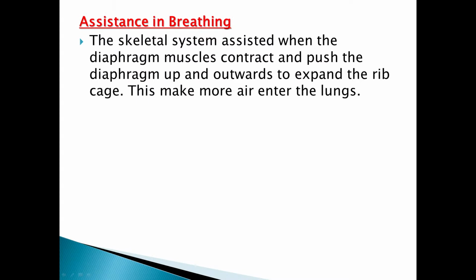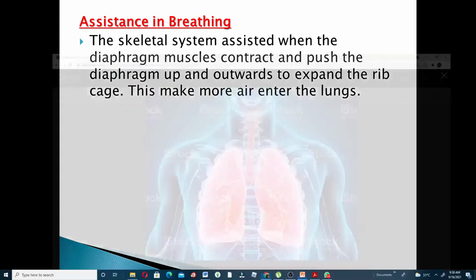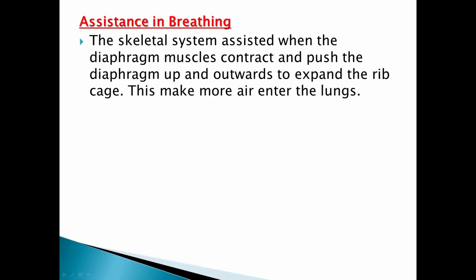Now the last function, assistance in breathing. This is another function of the human skeletal system, and a lot of persons normally wonder how the human skeletal system can assist or help you to breathe. Now, yes, that is correct. The skeletal system assists when the diaphragm muscles contract and push the diaphragm up and outwards to expand the rib cage. This makes more air enter the lungs.